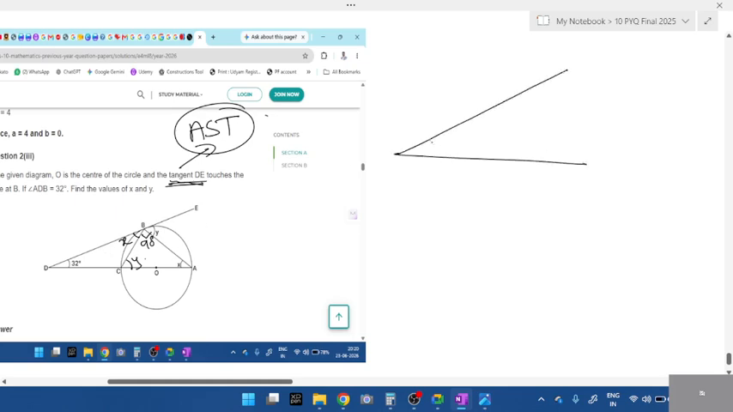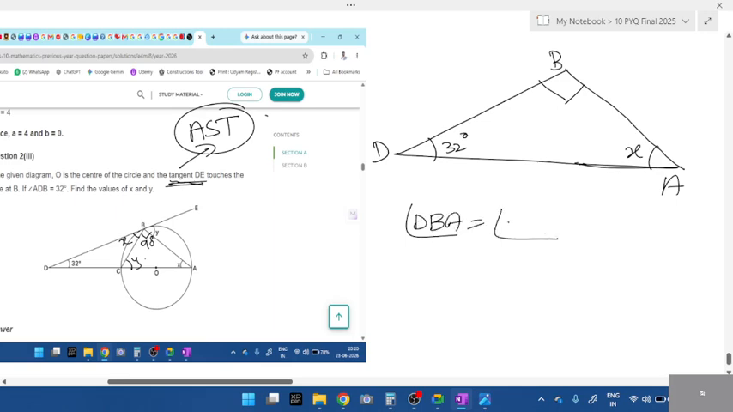Angle D, what's the starting point? B. It starts from B. Ending point is A, right? Just join B and A, students. You get a triangle. This is X. B is made up of how many parts? Mention angle DBA is equal to angle DBC plus CBA.